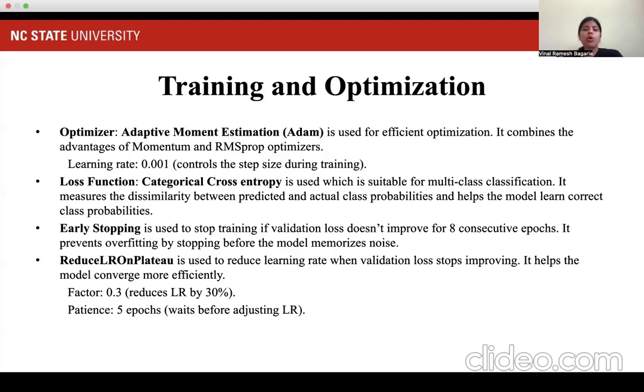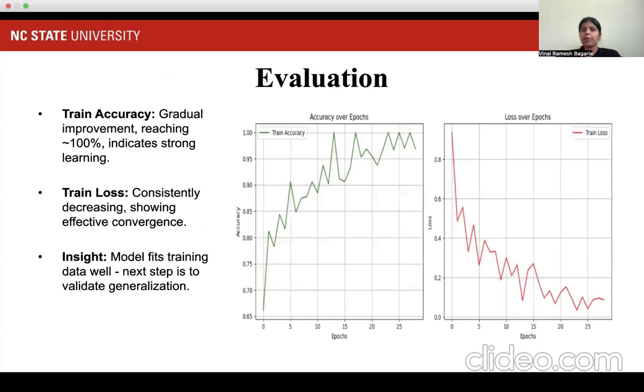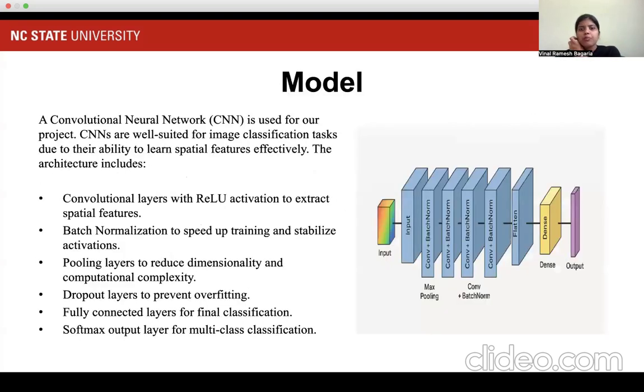Early stopping is used to stop training if validation loss doesn't improve for 8 consecutive epochs. It prevents overfitting by stopping before the model memorizes noise. ReduceLROnPlateau has a factor of 0.3 and patience of 5 epochs, and is used to reduce the learning rate when validation loss stops improving. So this was about our model.